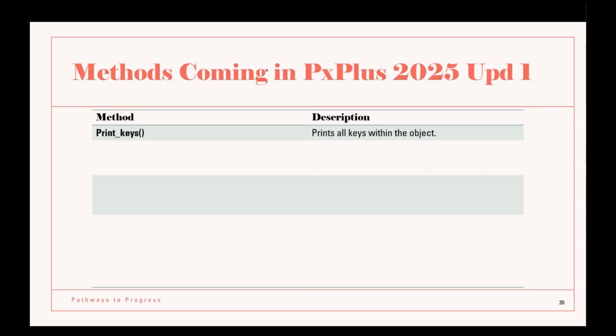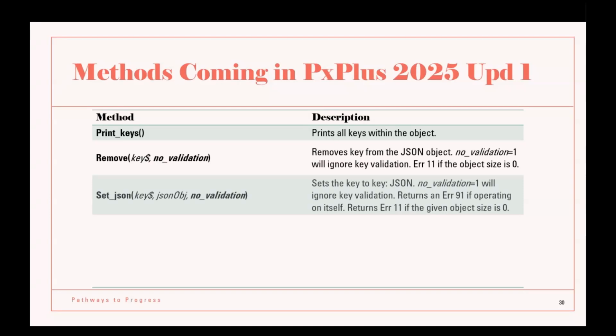There's also a print keys function that will simply print all the keys of the object to the console. It's kind of similar to the getKeys function. And we also added the no validation flag to the remove and set JSON functions as well.